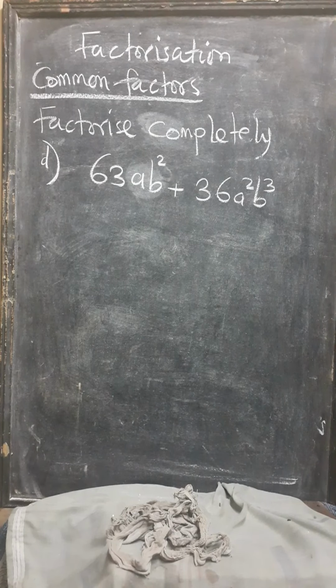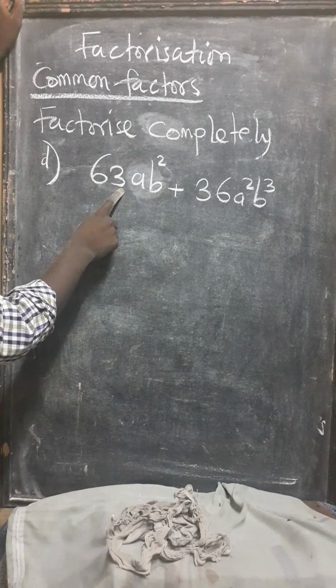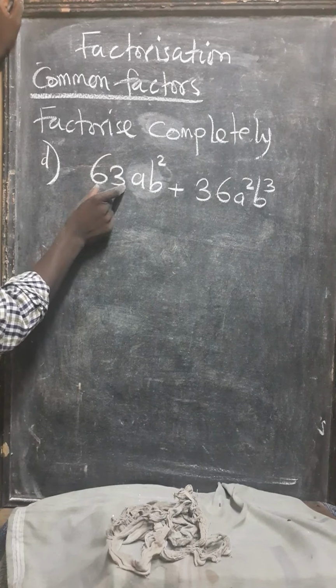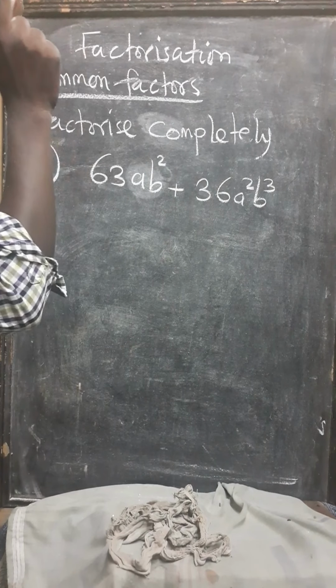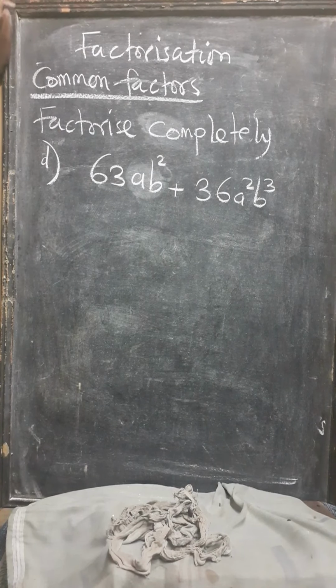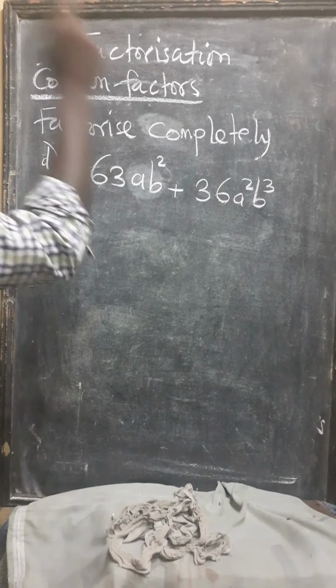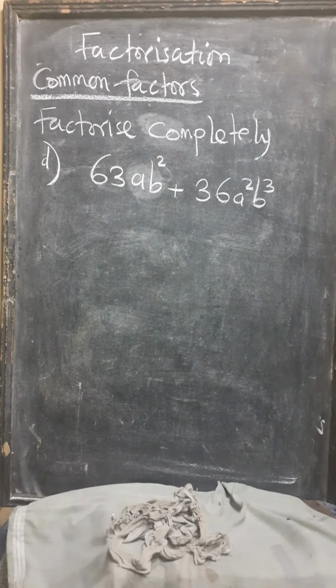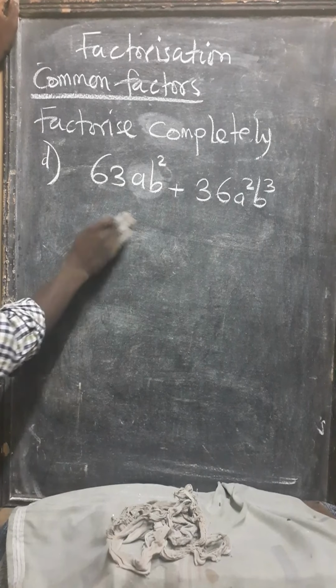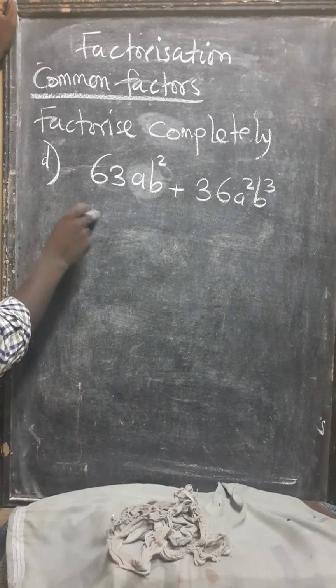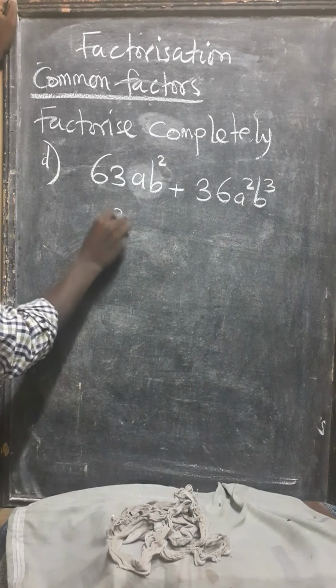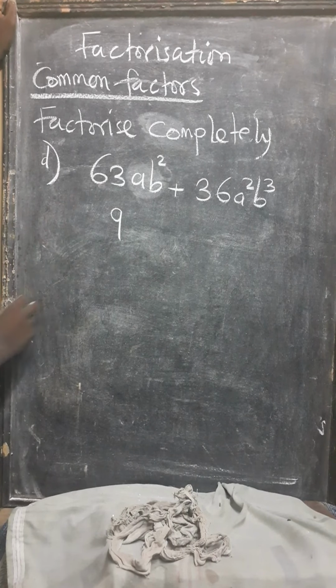It's the same thing. The concept is the same. We look at the coefficient, 63 and the 36. What is the highest number that can go into 63 and the 36? Think about it. These are things that you're supposed to have right in your head. So the common factor of these two numbers is 9. 9 can go into this one. 9 can also go into that one.